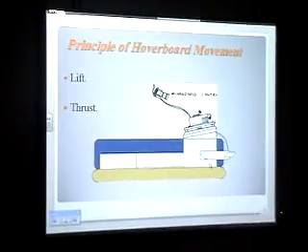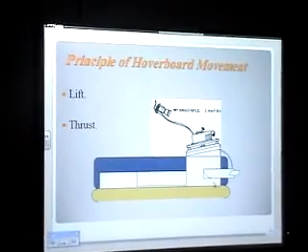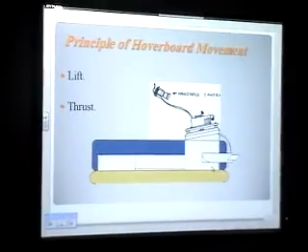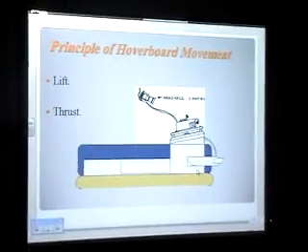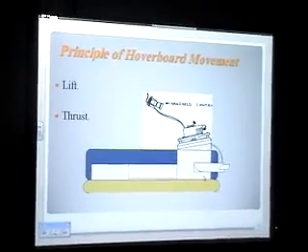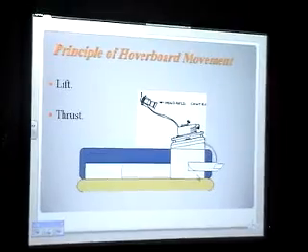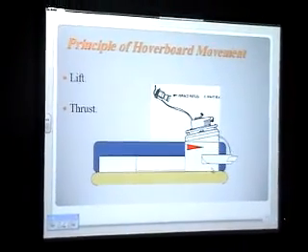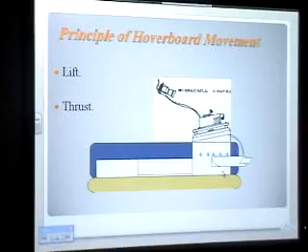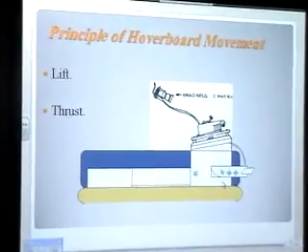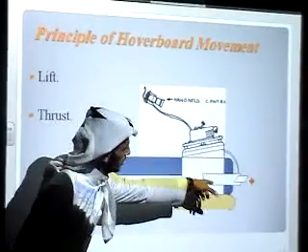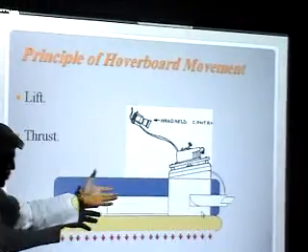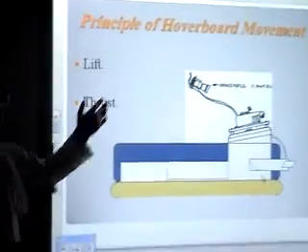We have two principal forces on the hoverboard: the lift force that raises the hoverboard, and the thrust force that directs it forward. And this is the movement of the air flow, the movement of the air. You can see here the thrust air that comes down from the rudder, and this is for raising the hoverboard.